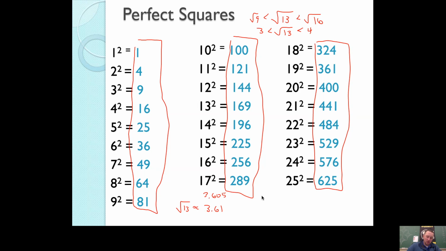So that's how we're going to use this perfect square list to help us when we are encountered with radical expressions.